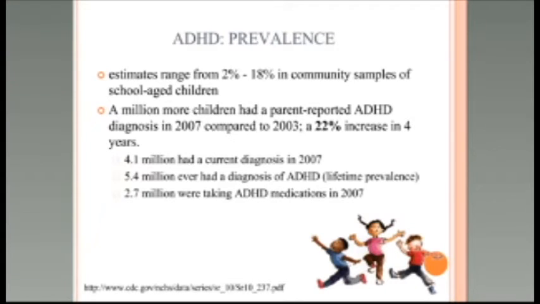1 million more children had a parent-reported ADHD diagnosis in 2007 compared to 2003. These are the most recent numbers from the Centers for Disease Control that have been published, and that reflects a 22% increase in 4 years, which is pretty substantial. And you can see the numbers here. Just over 4 million had a current diagnosis in 2007. 2.7 million of those were taking ADHD medications, so a little over half were being medicated. And 5 million ever had a diagnosis of ADHD, so that's a lifetime prevalence. And certainly, even with the recent estimates from the CDC of autism, that works out to be much more common than the prevalence of autism.